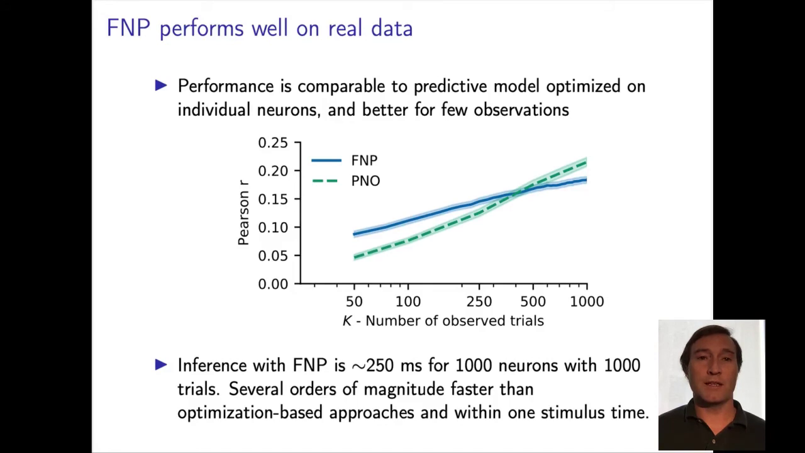Finally, we tested this algorithm on real mouse visual cortex data and found that the performance was comparable to models that are optimized on the individual neurons after the data is collected, and even exceeded the performance in the K-shot regime. Importantly, the inference takes orders of magnitude less time than optimization and allows making these predictions within the time of a single stimulus.